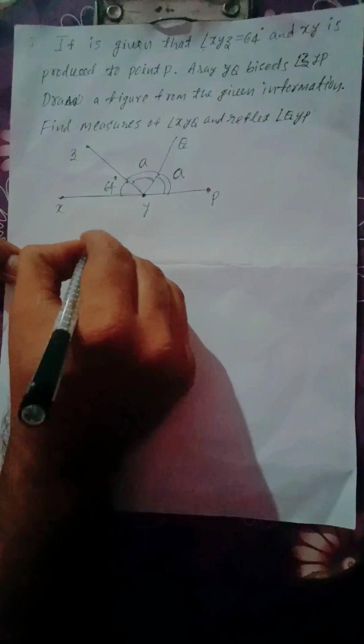This angle is equal to this angle. Both angles are equal. This angle is equal to A, and this angle is equal to A. A plus A plus 64 is equal to 180 degrees. The sum of the three angles is equal to 180.